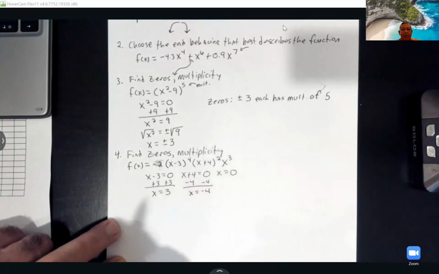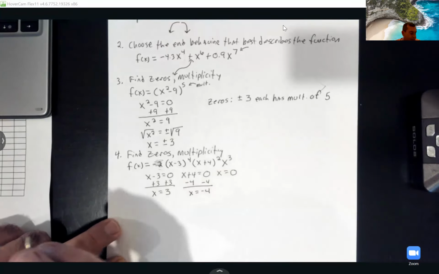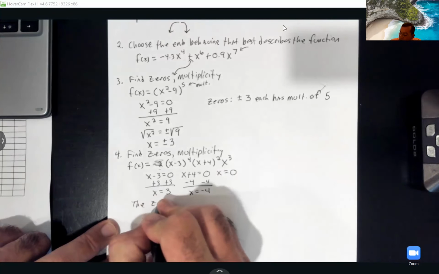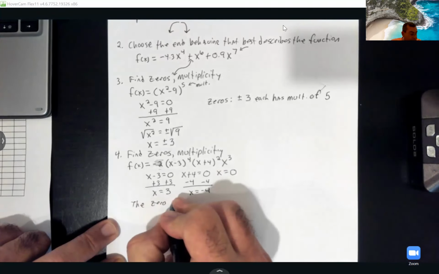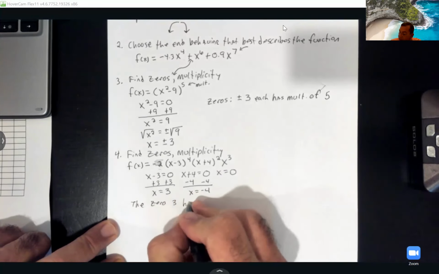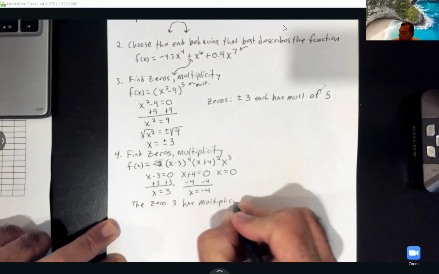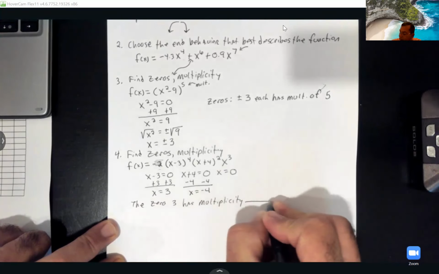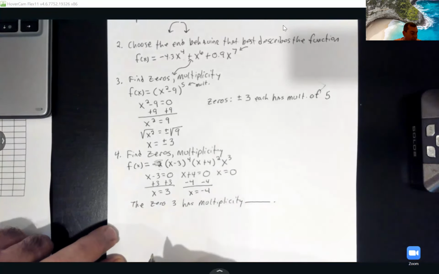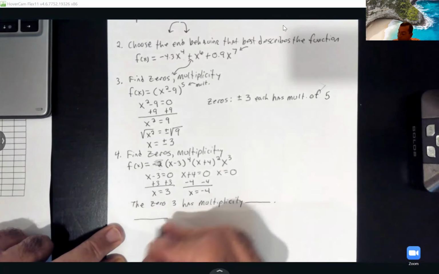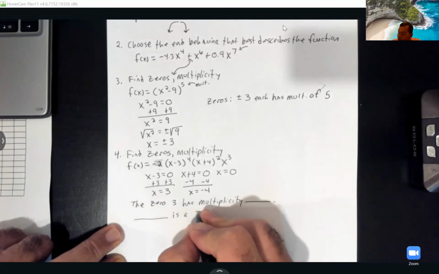Now this one, we're going to fill in the blanks. So the 0, 3 has multiplicity blank. Then it says blank is a 0 of multiplicity 2.